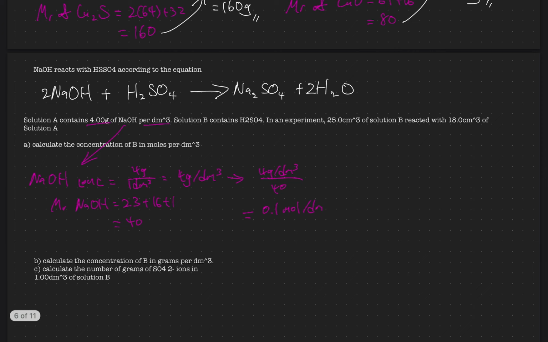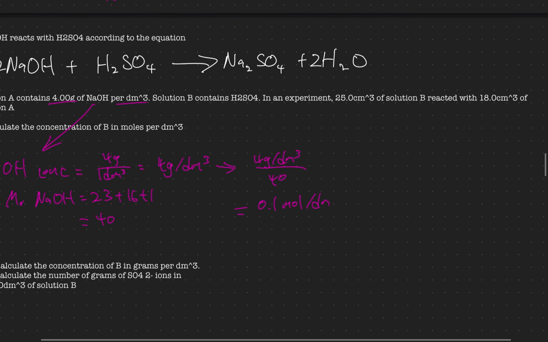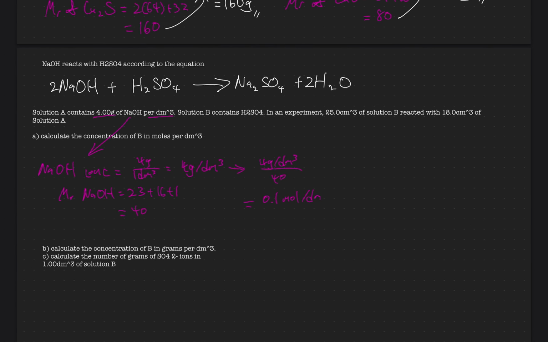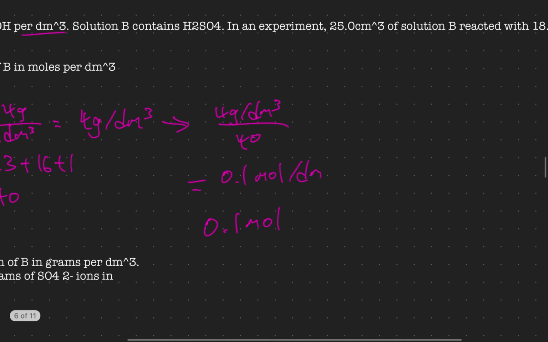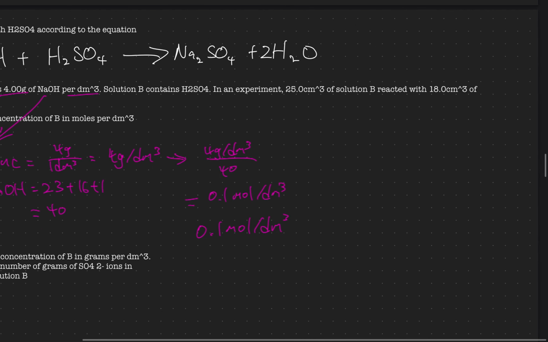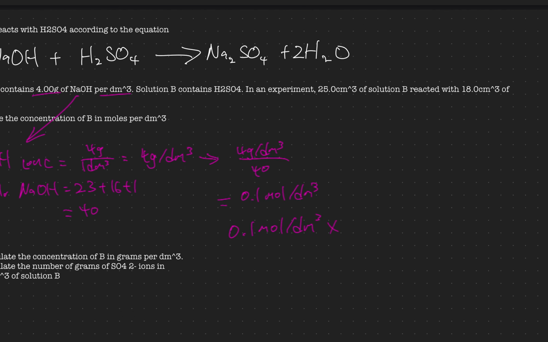In the experiment, 25 cm cube of solution B reacted with 18 cm cube of solution A. So we know that there is 18 cm cube of solution A here. So we just have to multiply 0.1 mole per dm cube, sorry, I forgot the cube sign, times 18.0 divided by 1000, which will give me 0.0018 moles.